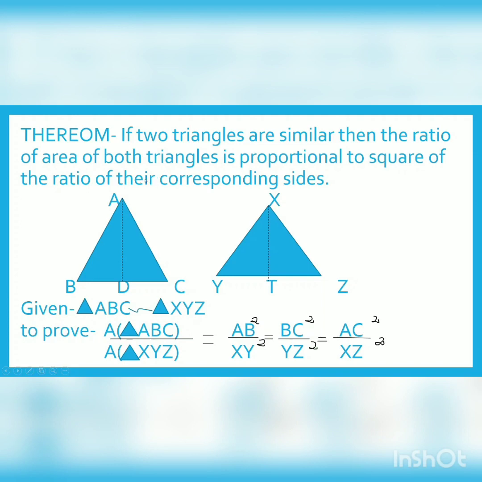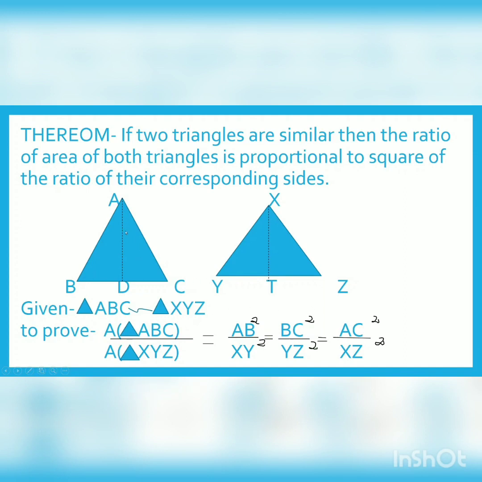Means in the theorem there are two similar triangles given, and you have to show the ratio of the areas of both triangles is proportional to the square of the ratio of their corresponding sides. This is our proof. So first draw the diagram for the theorem. In the theorem, two triangles are already given. So first we draw triangle ABC and second triangle XYZ. This is our diagram.